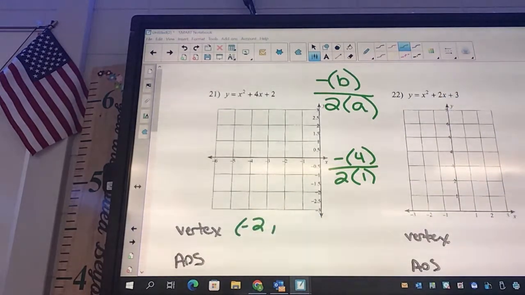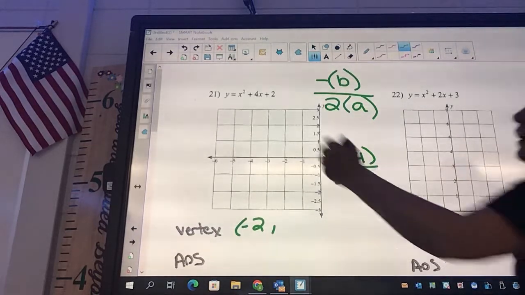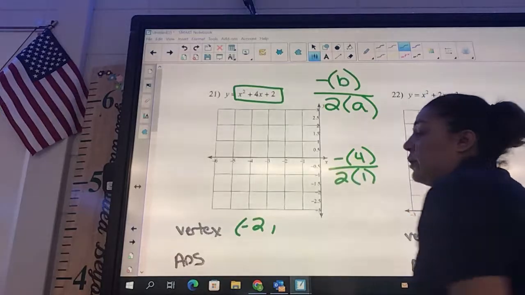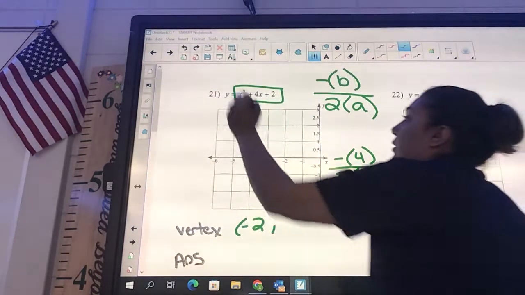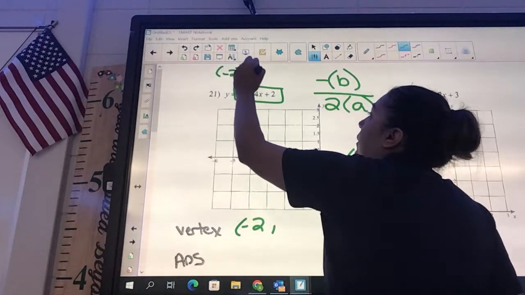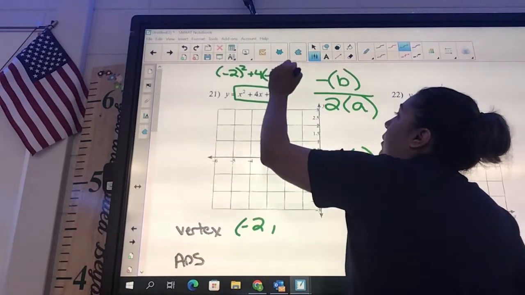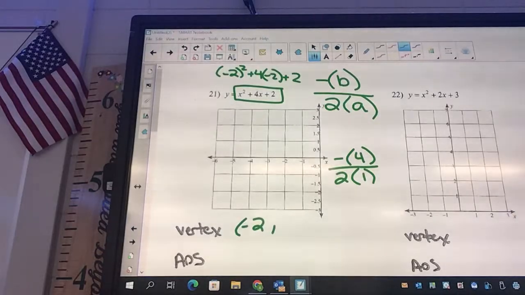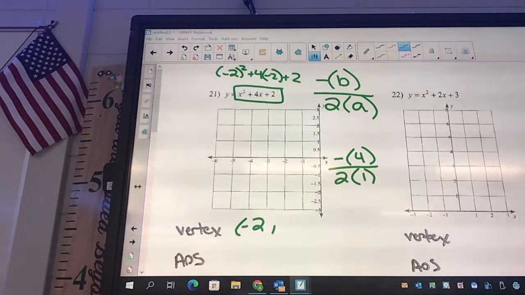Okay, now with that negative 2, everything up here that has an x, you're plugging in negative 2. So it should look like this. Negative 2 squared plus 4 times negative 2 plus 2. Okay, and you type that in your calculator. What'd you get? Negative 10? Yeah. Negative 10?